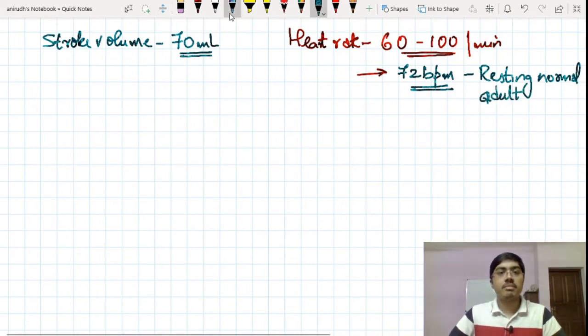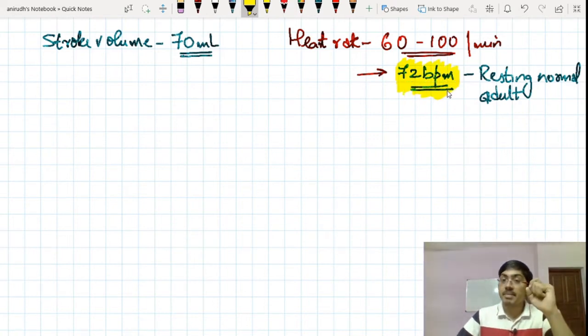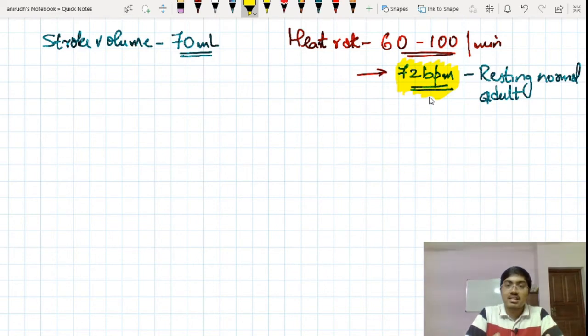Okay, so you will be remembering this value as the heart rate of a person. Whenever they are asking you a question, what is the normal heart rate of a person, remember it is 72 beats per minute. Or put it in other words: when do you say that the heart is beating? Whenever a cardiac cycle is occurring, the heart is beating, isn't it? So that means in a minute, almost 72 times the cardiac cycle is happening. So this is the frequency of cardiac cycle in a minute.